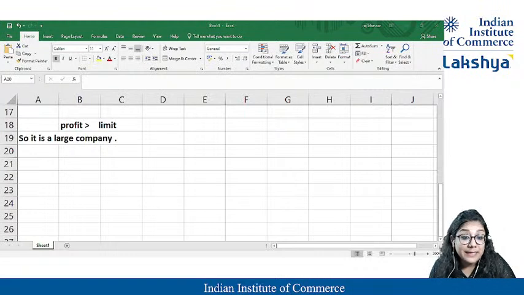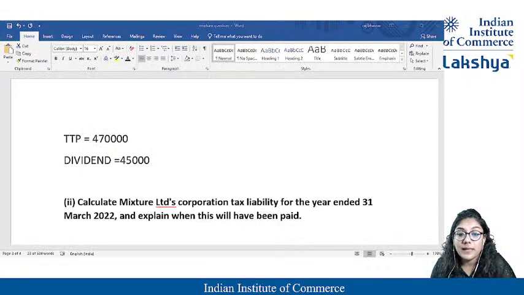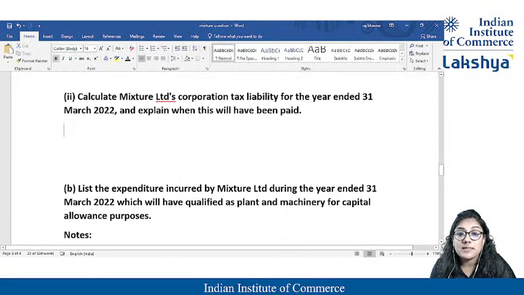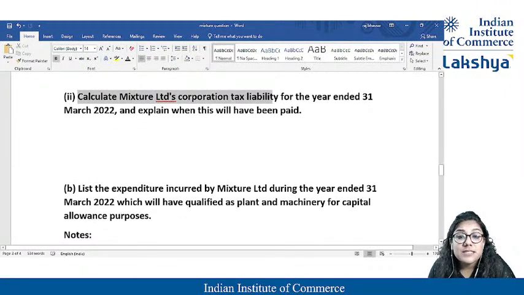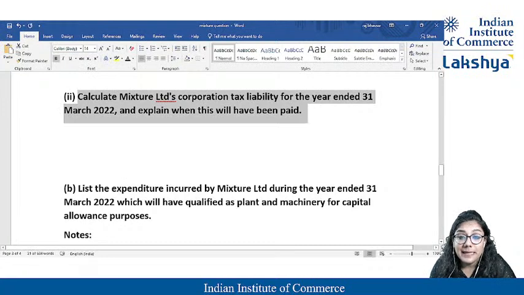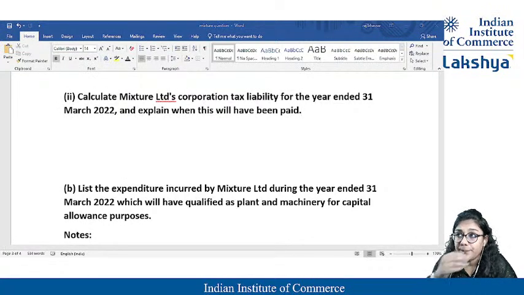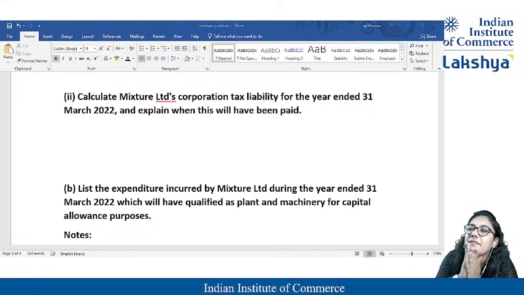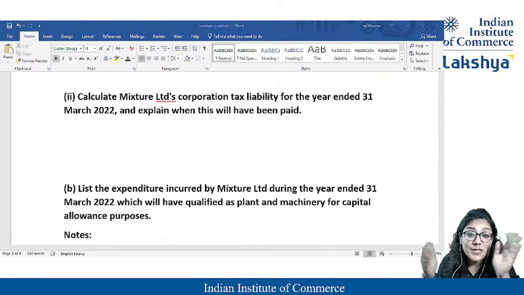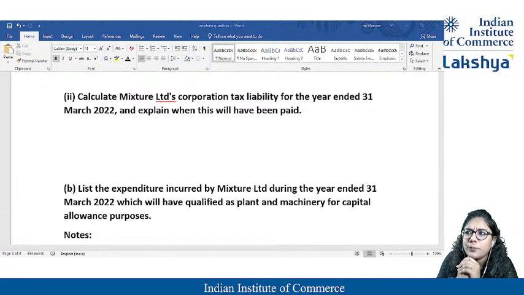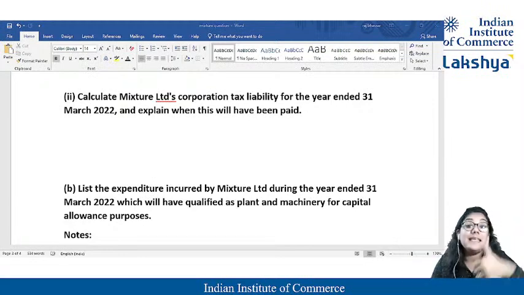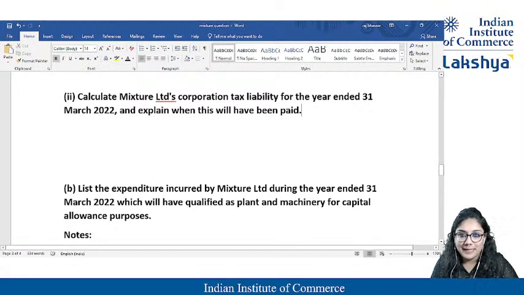Now I can go ahead to the second question. Let's read the second question. What have they tested us? In the second question, they have told us to calculate Mixture's corporate tax liability and explain when it has to be paid. Guys, first of all, what is the liability and when do they have to pay? The liability will be the profit amount, and on that you have to pay taxes. If it is a large enterprise, then quarter wise we will pay taxes.